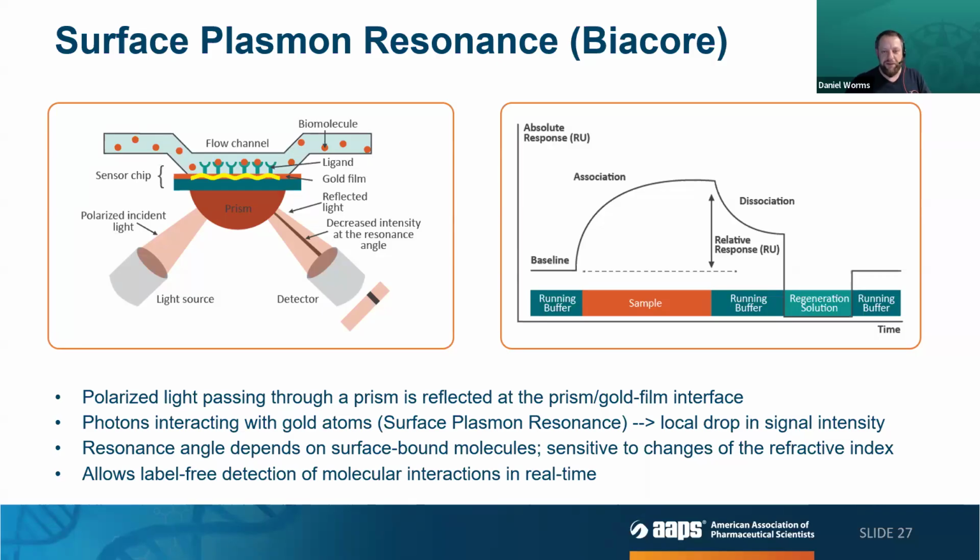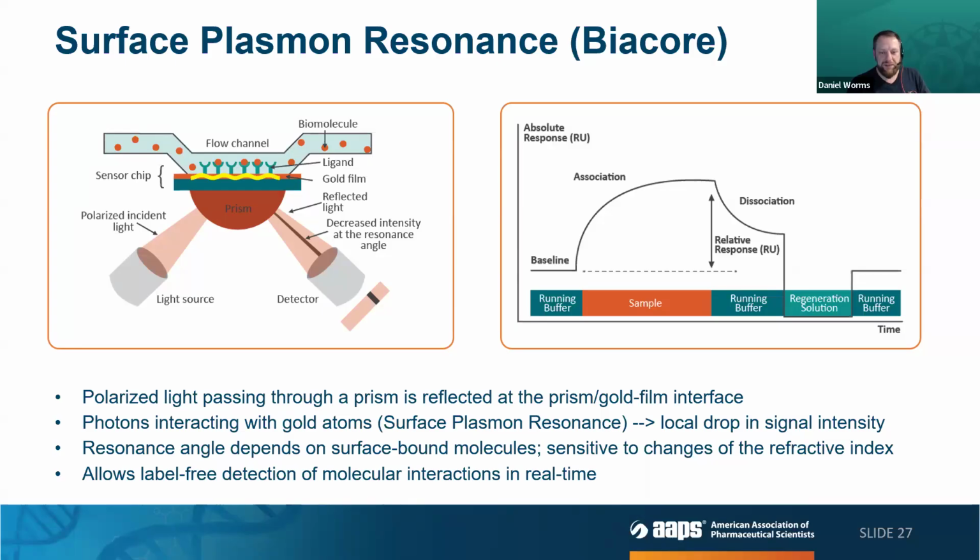So at the beginning of the run, only running buffer is injected into the system. And since the refractive index is not changing, a stable baseline is observed. And as soon as an analyte sample is injected through the flow channel, it starts to bind to the ligand molecule. And one will see an increase of the response units visualized here by an association curve. Then when the analyte injection is stopped, the molecules start to dissociate from the surface, and this is then observed by a dissociation curve. And finally, a regeneration solution is passed over the flow channel to remove any residual analyte molecule from the surface, so that the baseline afterwards returns to the original state.